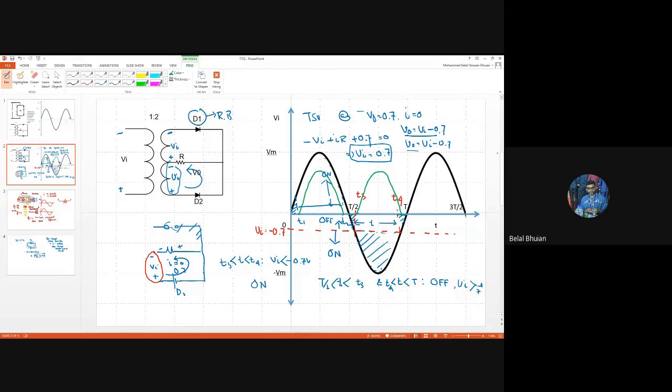Now, how can it make sense? Notice for the positive half cycle, the current is flowing in this direction. And for the negative half cycle, the current is flowing in this direction.